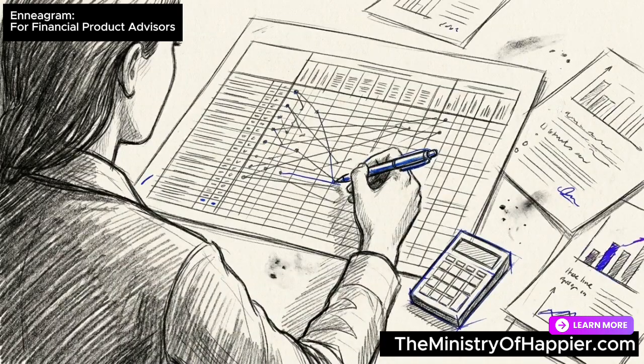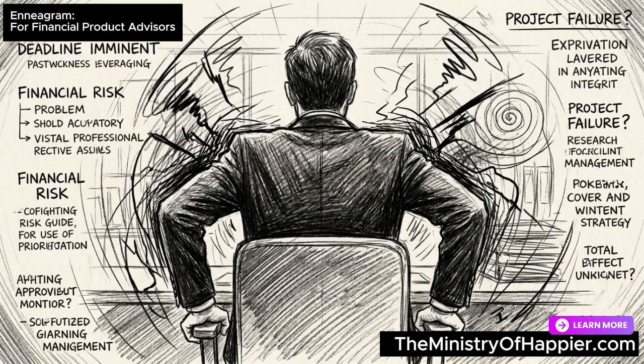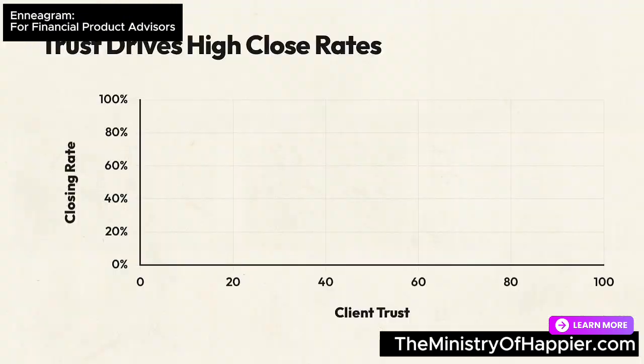We assume clients evaluate these promises rationally. In practice, financial choices are often dictated by unacknowledged fears and past experiences with money. This chart maps the performance of different sales methodologies. When we look at product-focused selling, the kind relying entirely on spreadsheets and feature lists, it typically clusters in the bottom left corner. Trust remains low and close rates stay stagnant.